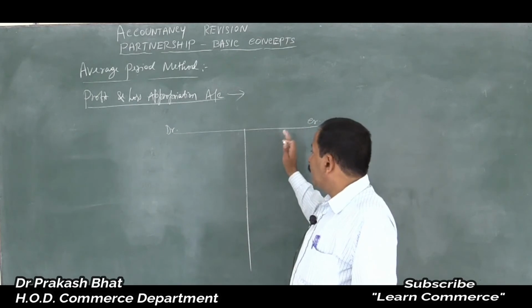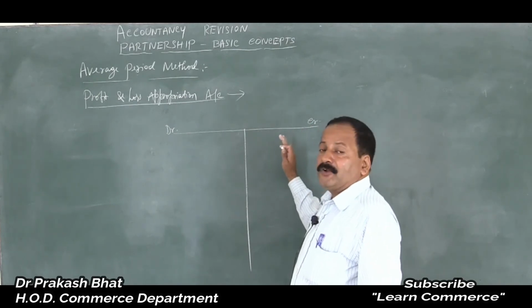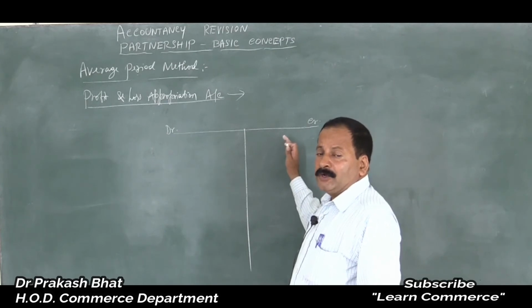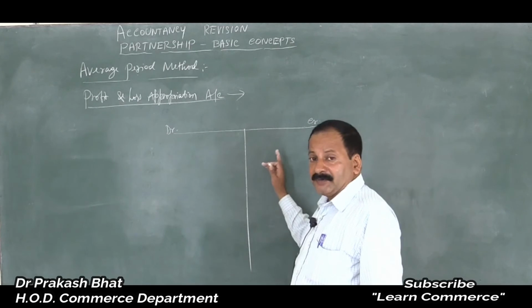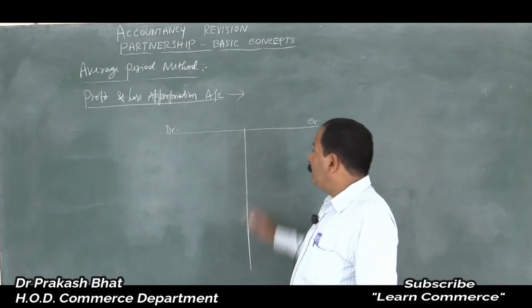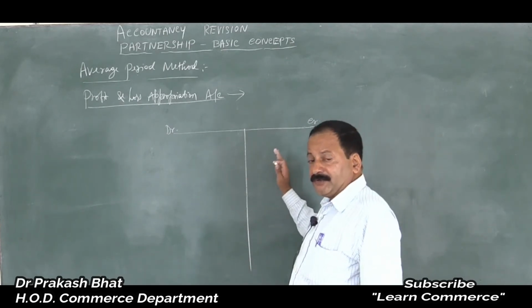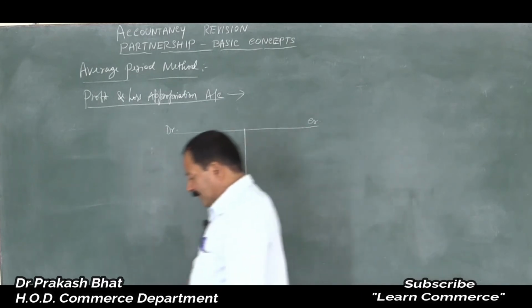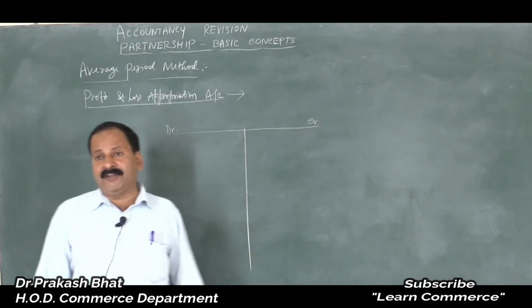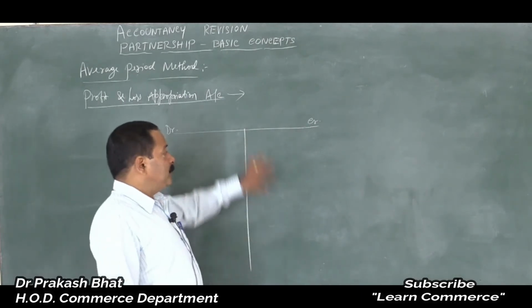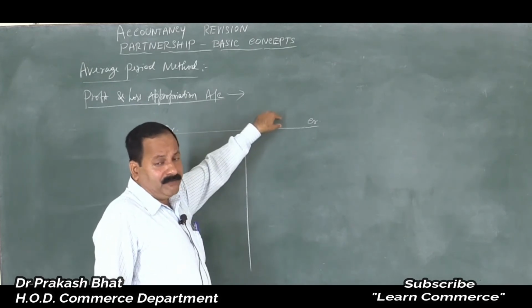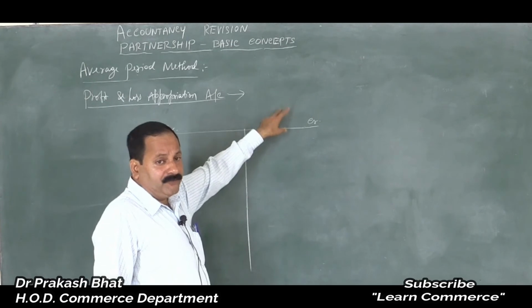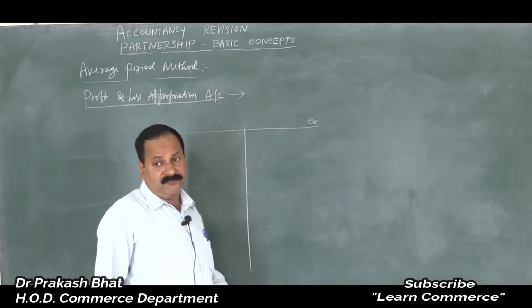And this account gets opened with the profit and loss account, not by balance brought down. Don't write by balance brought down. That is not the way of opening the profit and loss appropriation account. I told you this gets opened after preparing the profit and loss account. I mean, the profit and loss account will be closed by transferring the net profit to the profit and loss appropriation account.